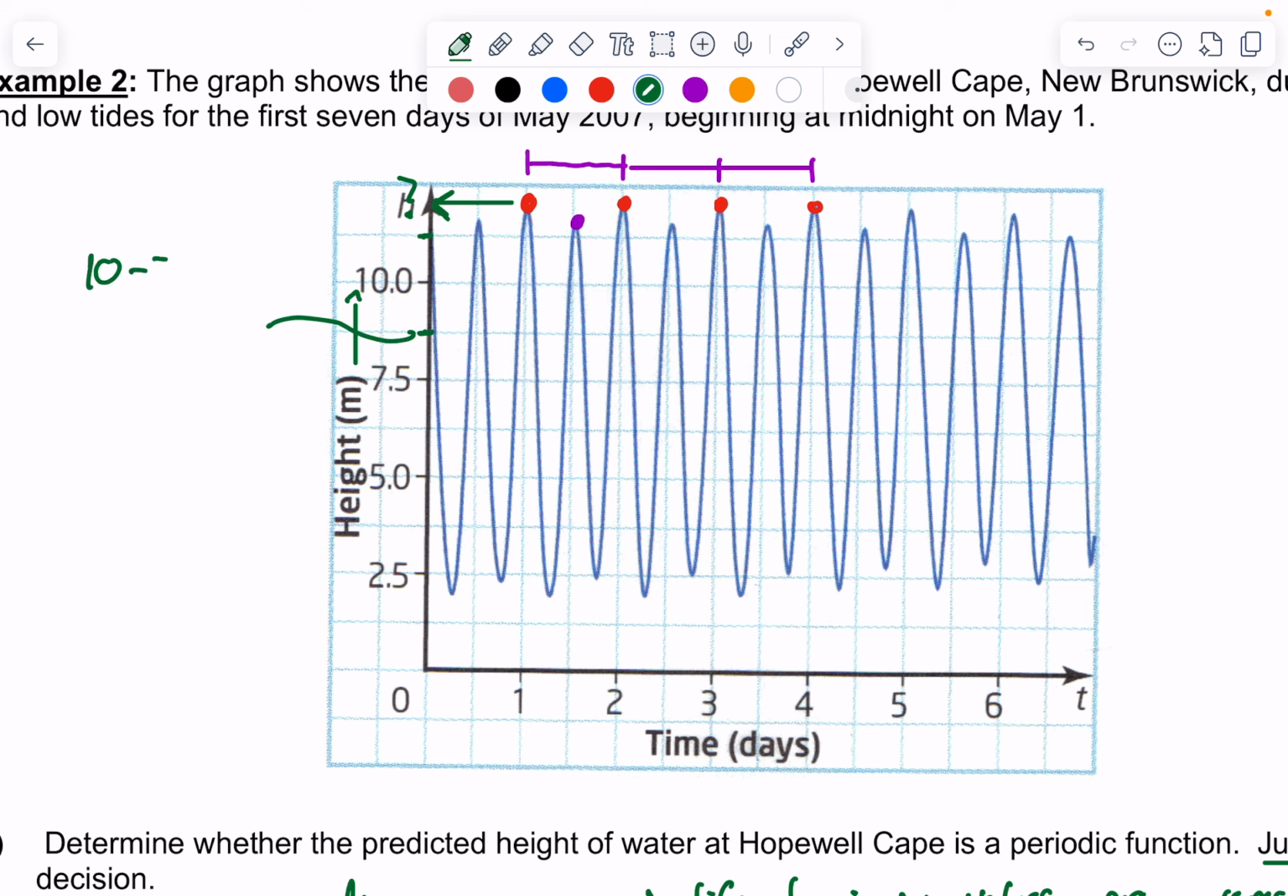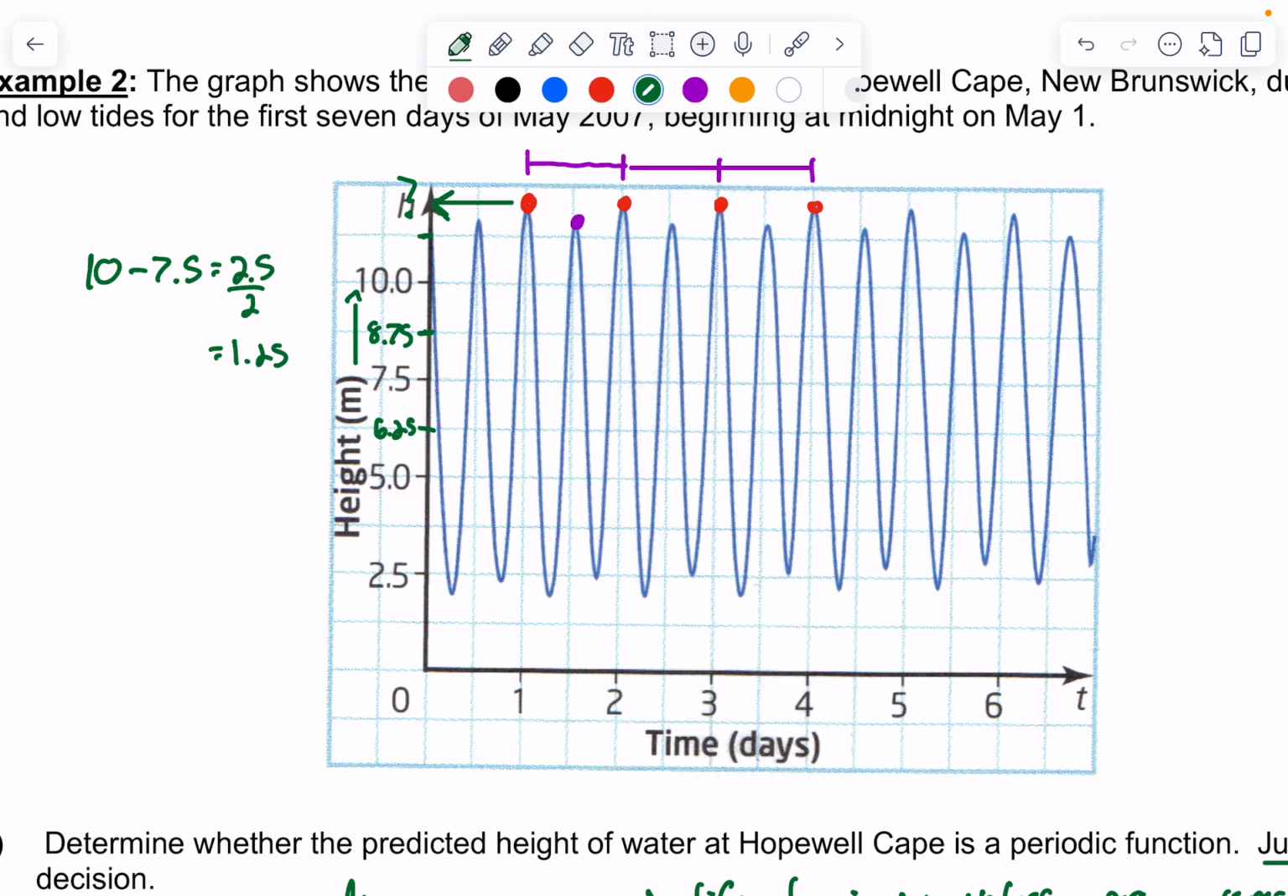10 minus 7.5, that's a difference of 2.5. So if we want to cut that in half, we are going 1.25 for every one of these dashes, right? So this would be 6.25. This right here would be 8.75.